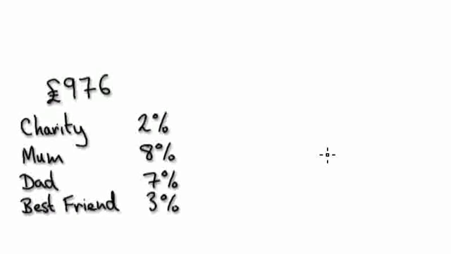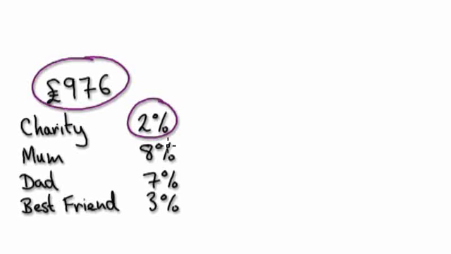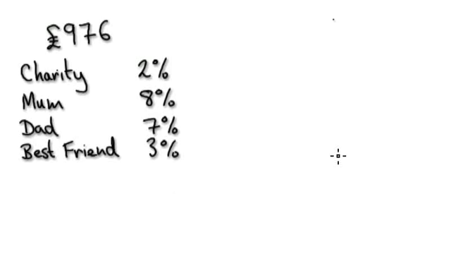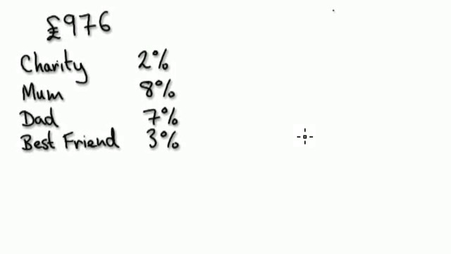Let's say you've won this amount of money here, and you're going to give 2% to charity, 8% to your mum, 7% to your dad, 3% to your best friend. So what's happening here is this. Draw a diagram here. Hang on. Draw our diagram here. So this is 0, 1.